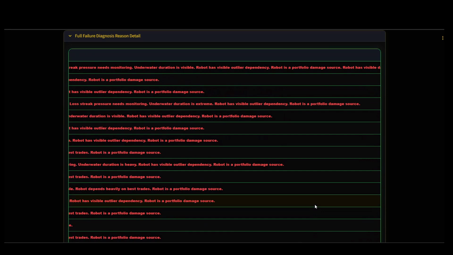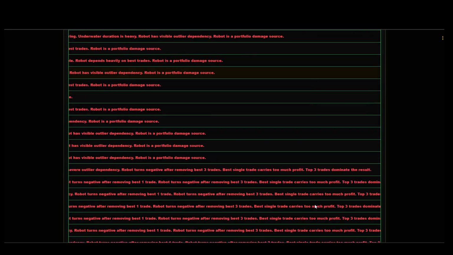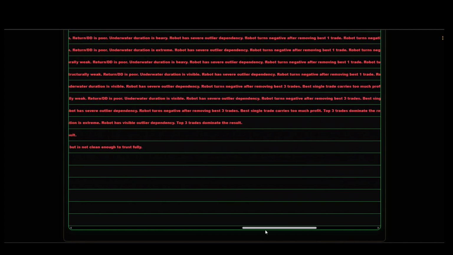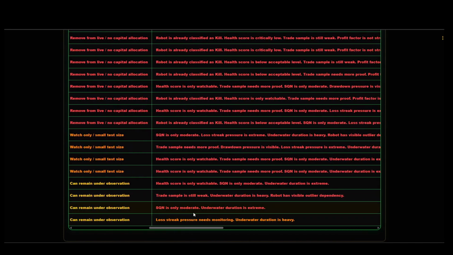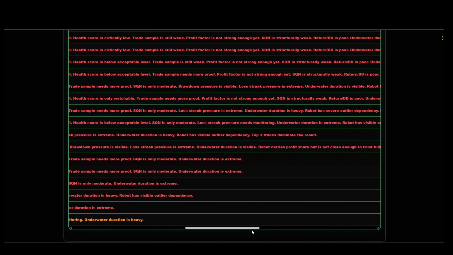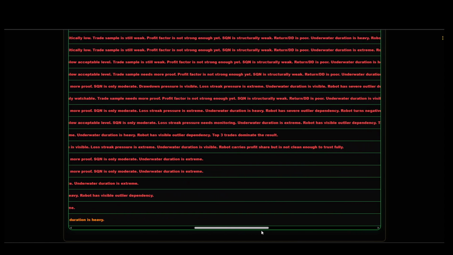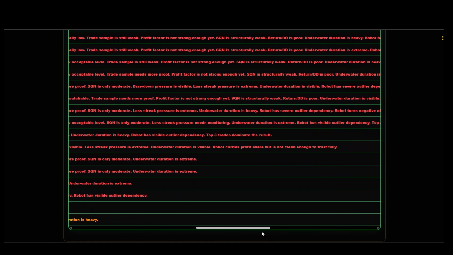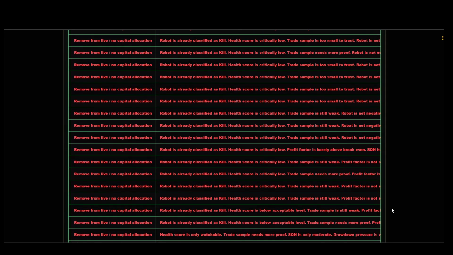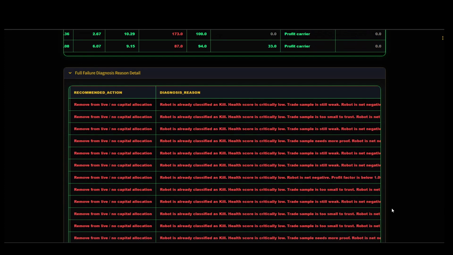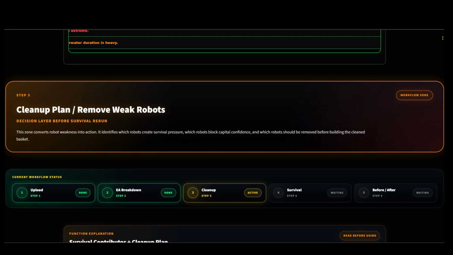Then lower in the same section, we start seeing more balanced action logic. Not every robot is rejected. Some robots move into watch only, small test size, or controlled monitoring. That means the robot still has pressure, but the tool does not see it as a complete structural reject. And at the healthier end, some robots can remain under observation. So this part is really important because it turns the failure diagnosis into something usable. It tells you which robots should be removed, which robots should only be watched with small sizing, and which robots still have minor weaknesses but can stay under observation. And with that, we reach the end of step 2.